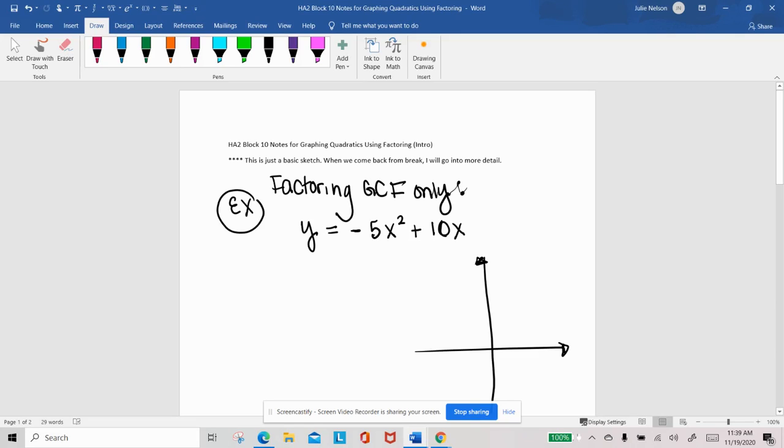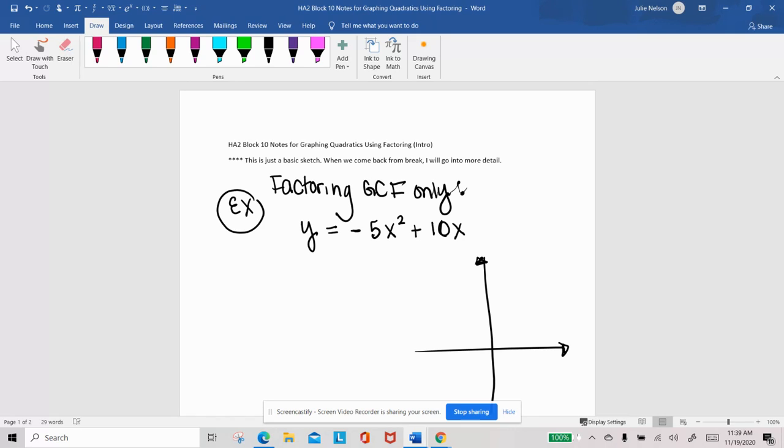Hello. So this is block 10 notes. On this homework, you're going to be matching the standard form, which are the red tiles, the factored form, which are the white tiles, with its matching graph. Now we're doing a very, very basic intro to graphing quadratics.